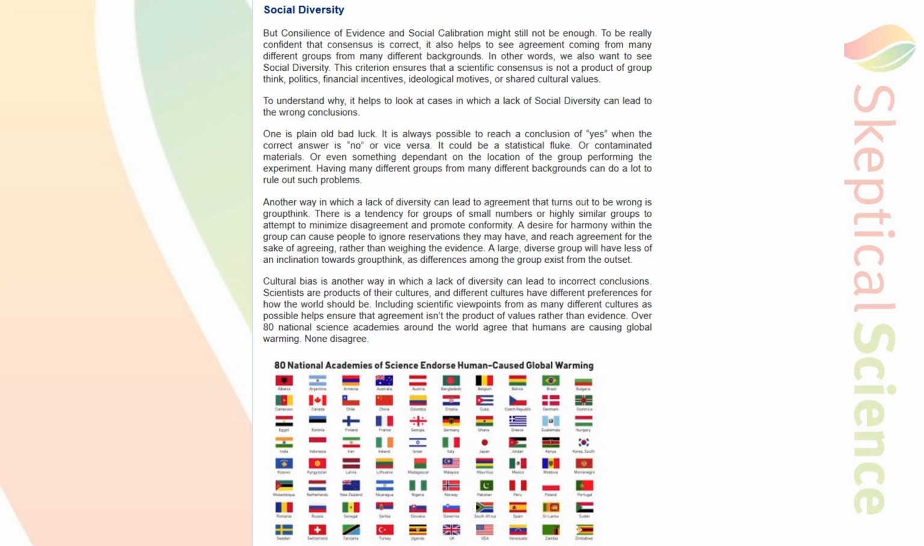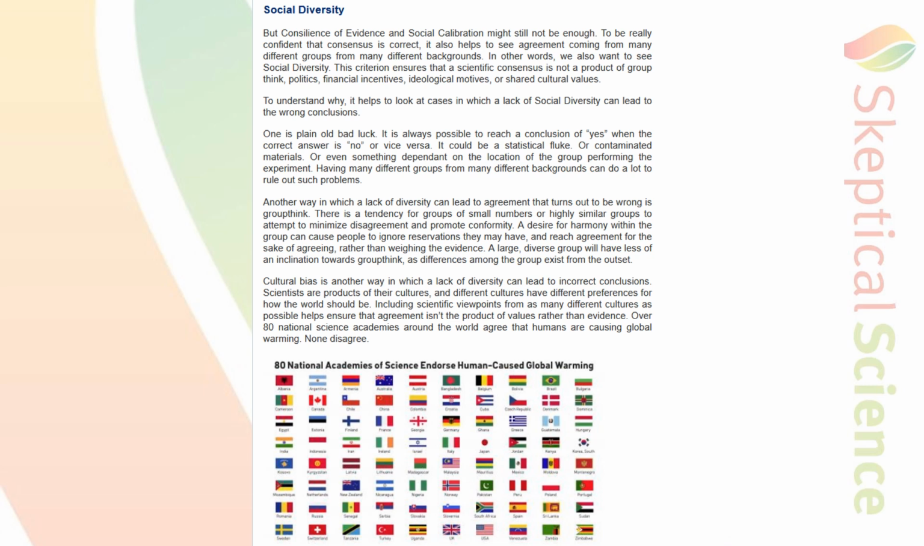To understand why, it helps to look at cases in which a lack of social diversity can lead to the wrong conclusions. One is plain old bad luck. It is always possible to reach a conclusion of yes when the correct answer is no, or vice versa. It could be a statistical fluke, or contaminated materials, or even something dependent on the location of the group performing the experiment. Having many different groups from many different backgrounds can do a lot to rule out such problems.